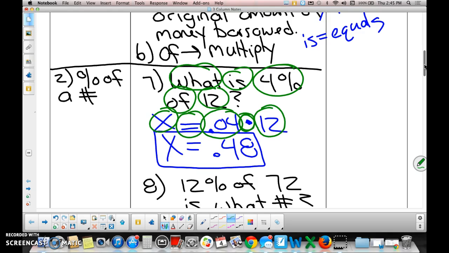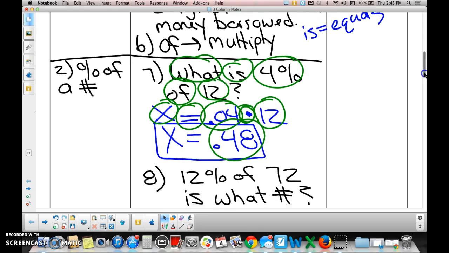So if we're asking for 4% of 12, you essentially could take every single word of that question and write a number sentence. Yes or no? Yeah. And then could you multiply 0.04 times 12? And you get what? 0.48. All right, cool.